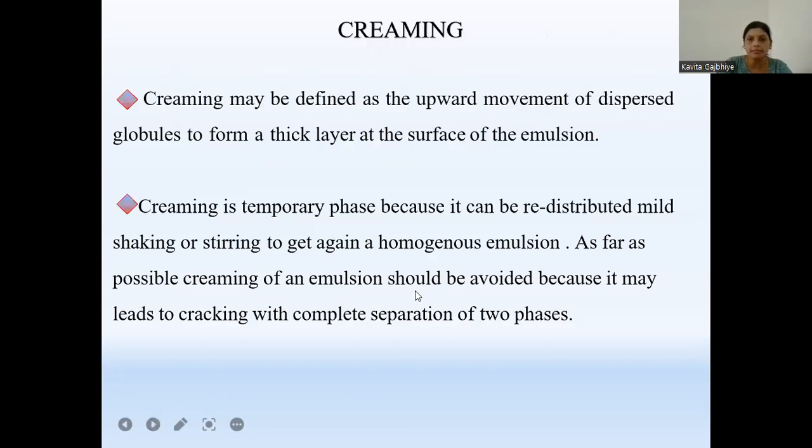Now, the second problem is creaming. So what is actually creaming? Creaming may be defined as the upward movement of dispersed globules to form a thick layer at the surface of the emulsion. And creaming is temporary because it can be redistributed by mild shaking or stirring to again get a homogeneous emulsion.